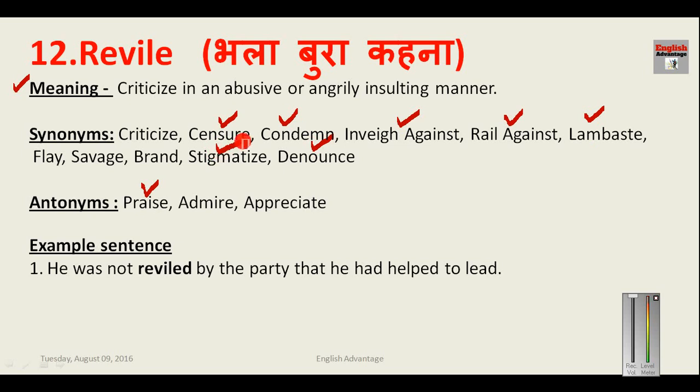Stigmatize, brand, savage and flay. Many words I have included here. Praise, admire and appreciate. So these are the corresponding antonyms of this word revile. Now example sentences. He was not reviled by the party that he had helped to lead. So this is the meaning of revile, means to criticize in an abusive or angrily insulting manner. Revile, very important word, and this word has come multiple times in SSC-CGL.